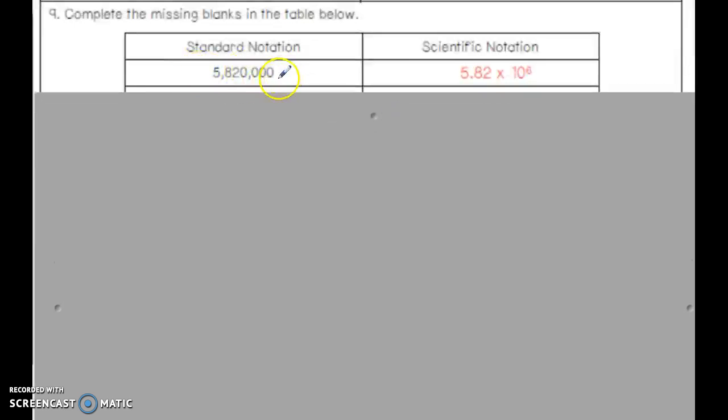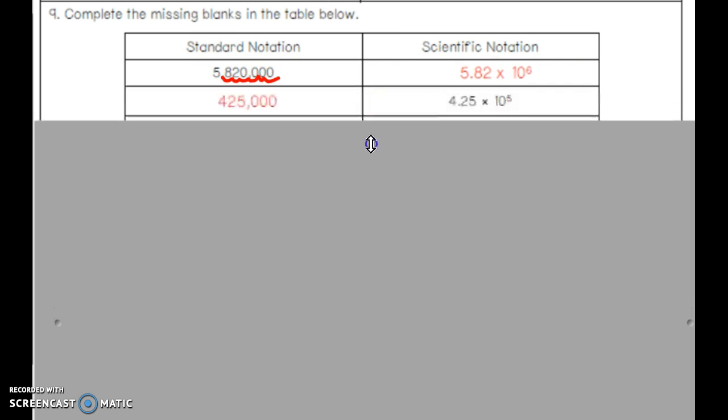For the first one, you needed to move the decimal point all the way in between the 5 and the 82, so that's why your decimal part is 5.82. You moved it 6 places, and it's a positive 6 because it's a positive large number. The next one gave us a positive 5, so we needed to move our decimal point this way 5 places, and that's why you ended up with 3 placeholder zeros behind the digits for 25.